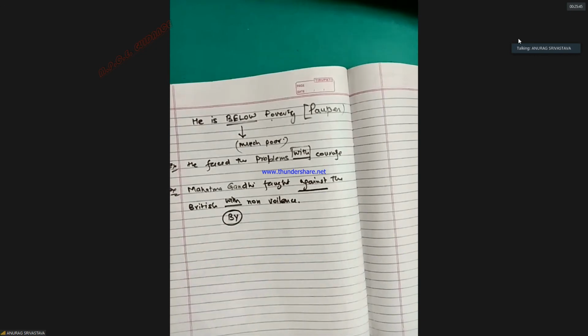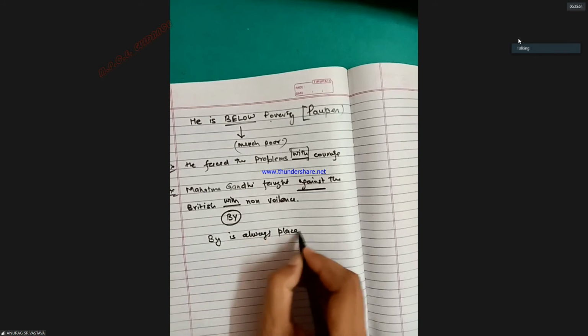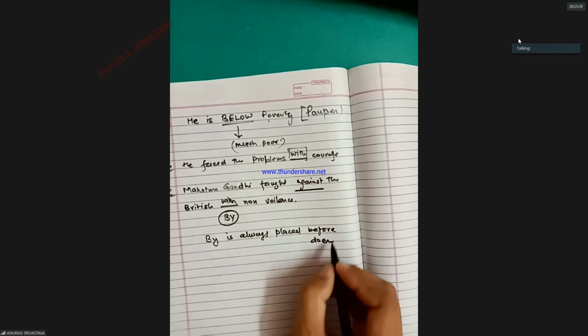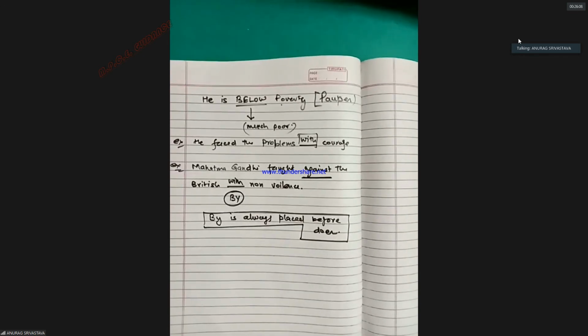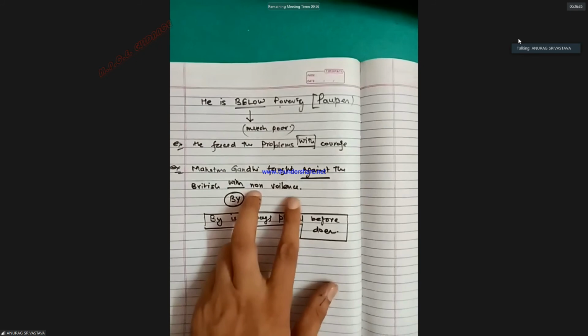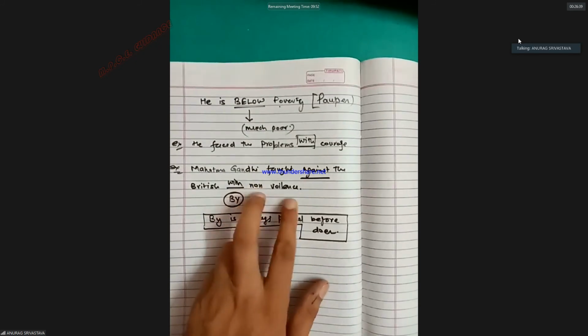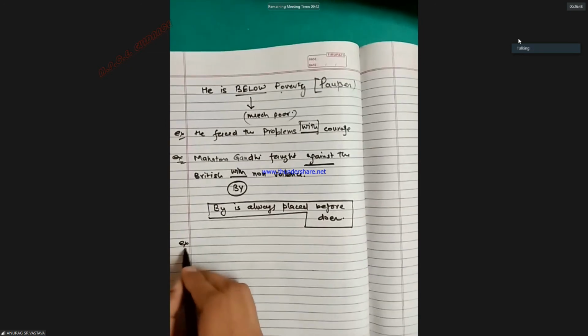then if you remember, when we studied by, I told you that by is always placed before the doer. If we have given a person who is doing something, by whom the action has been done, then we always place by. But here non-violence is an abstract noun, with which Mahatma Gandhi fought against the Britishers. So by cannot be used here, because if we place by, then we need a doer in place of the abstract noun. Just because of this, we always place with. Okay. Yes, understood. Okay.